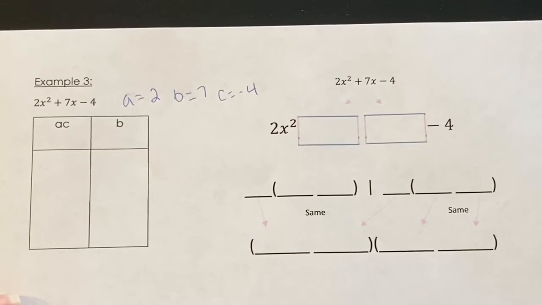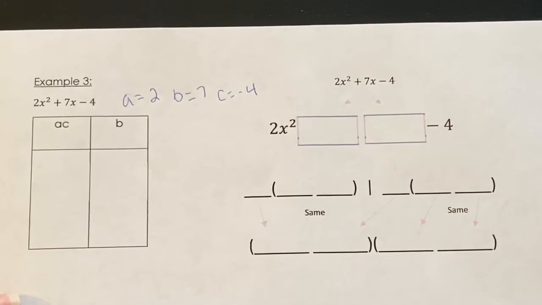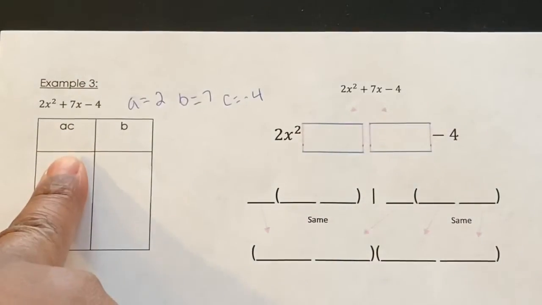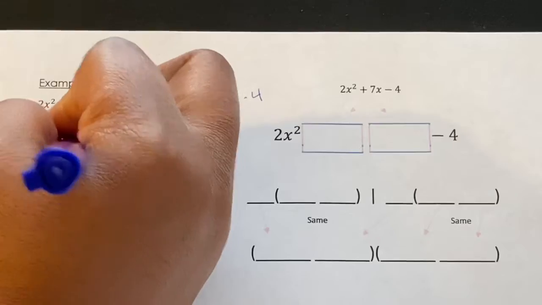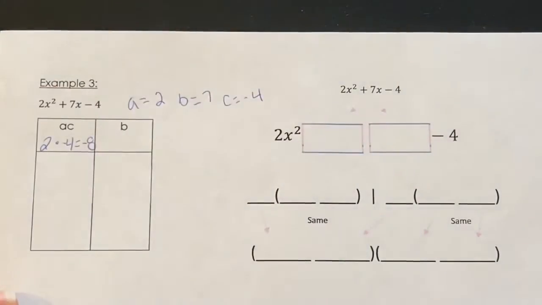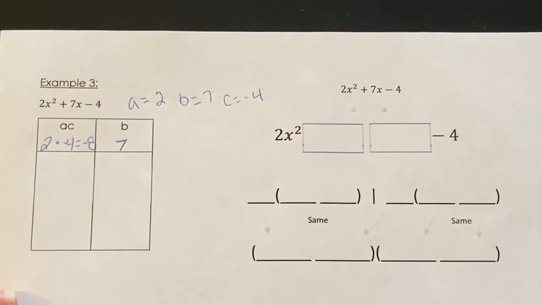Since I cannot take out a GCF and make the A term 1, I need to find the factors of A times C, which would be 2 times negative 4, which is negative 8, that add to make B, which is 7. So I have to find the factors of negative 8 that add to make 7.